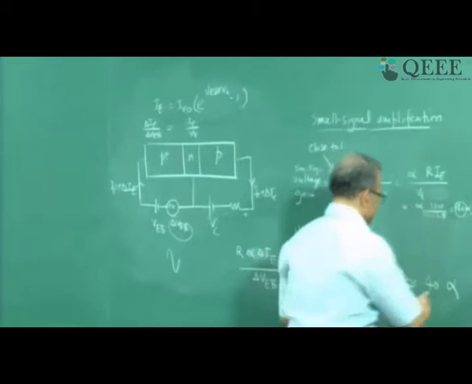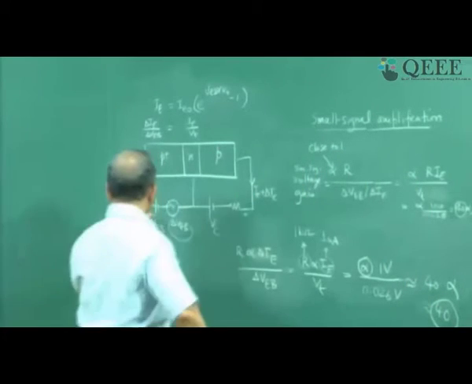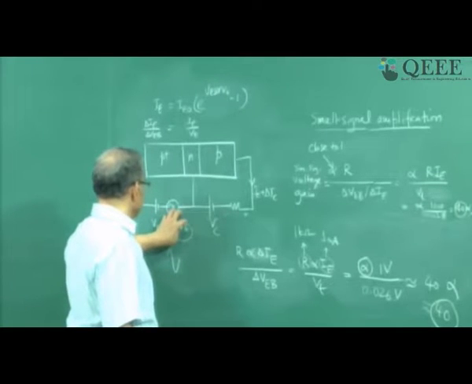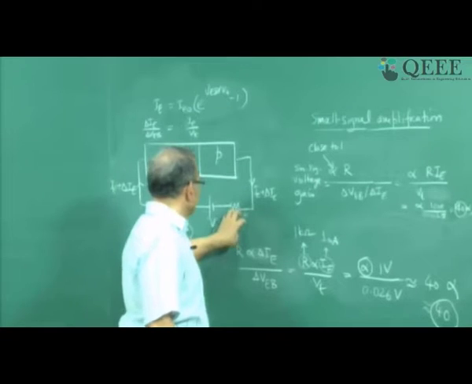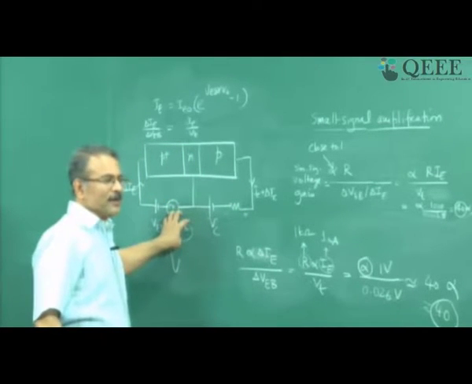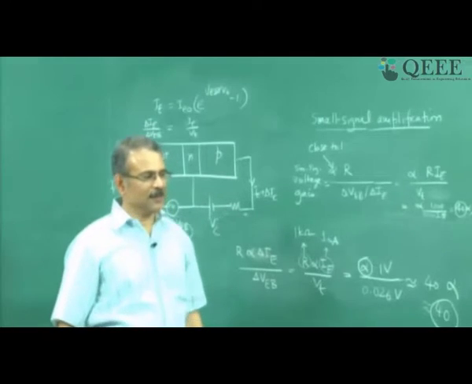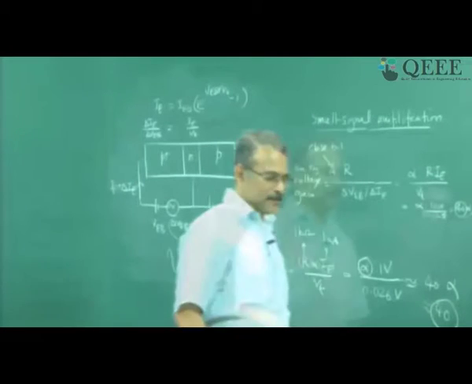This is about 40. So you are getting a gain of 40. Because of changing the delta VEB, you are getting a change here in voltage that is 40 times more than this voltage. That is the amplification. Is that clear to you? Okay, sir. Thank you.